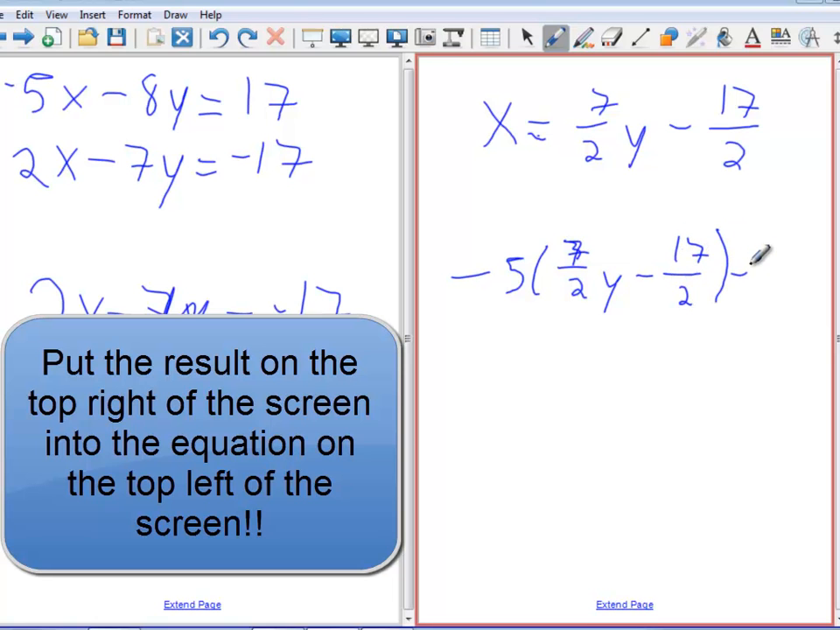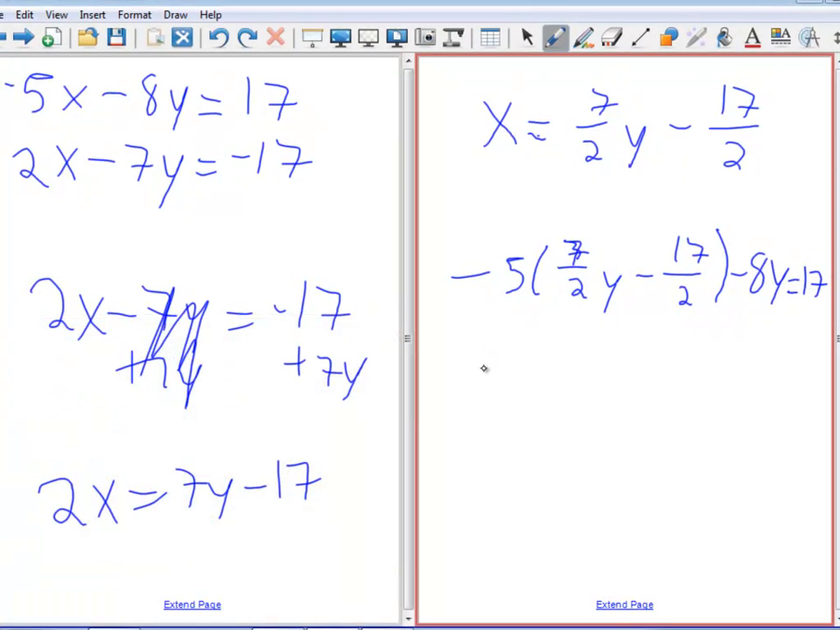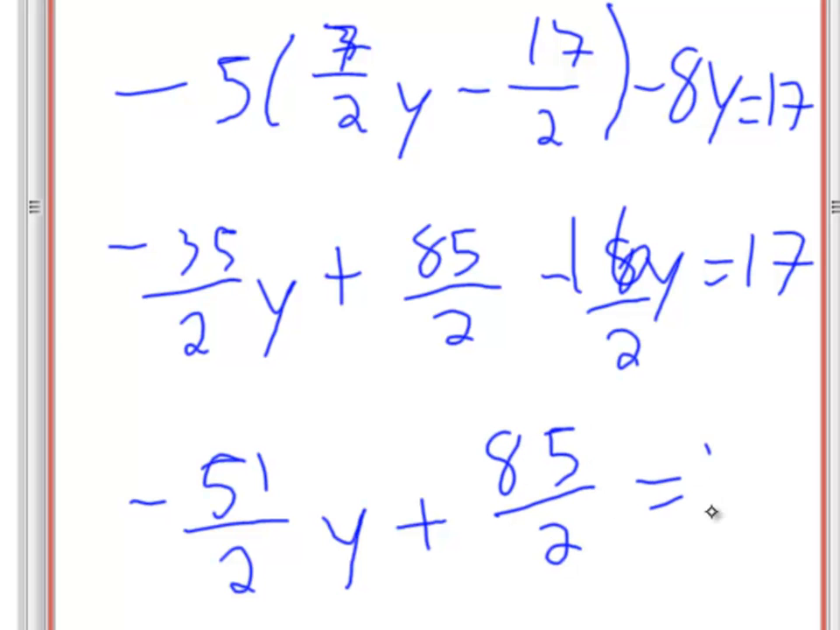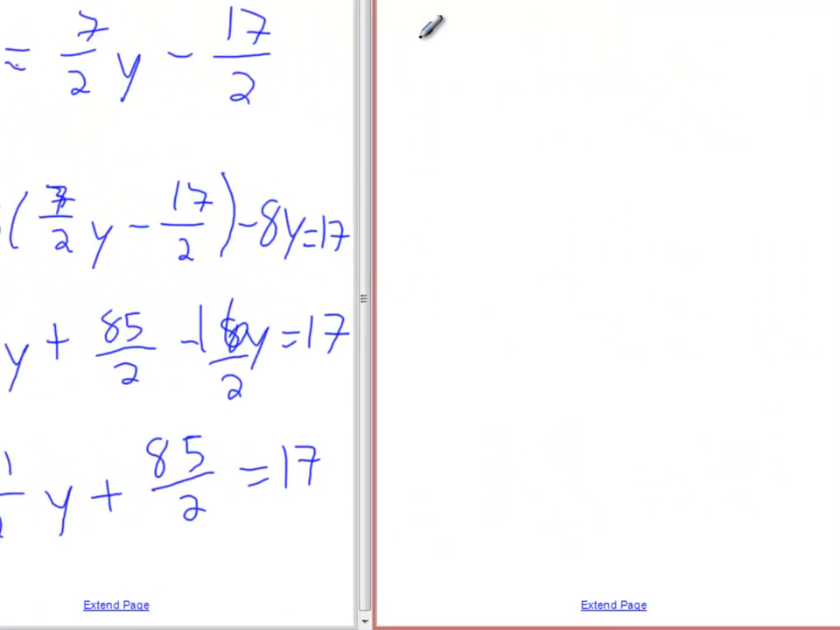equals 17, minus 8y. Good. Okay, so we're going to have negative 35 over 2 y, plus, oh, plus 85 over 2, good. We've got to minus another 8y, so what do we got? This is a whole lot of minuses. Negative 35 minus 8, but this needs to be over 2, so let's change this to 16 over 2, right? Yes, that would work. So what's 16 and 35? That's negative 51 over 2 y, plus 85 over 2, equals 17.